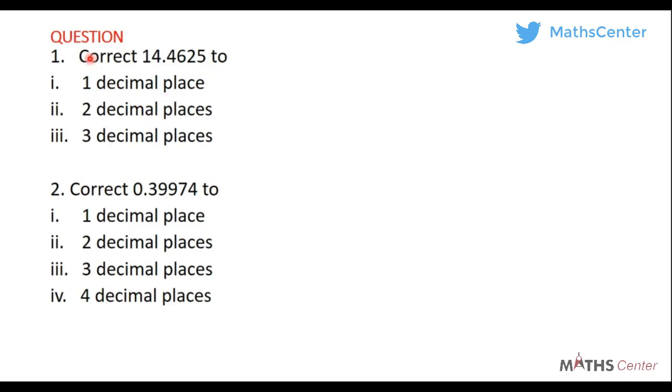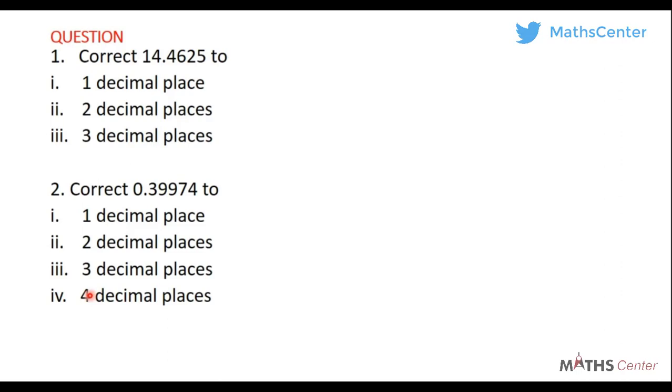So here the question is telling us to correct 14.46525 to 1 decimal place, 2 decimal places, 3 decimal places, and here it says that you correct 0.39974 to 1 decimal place, 2 decimal places, 3 decimal places, and 4 decimal places. Let's begin by solving question 1.